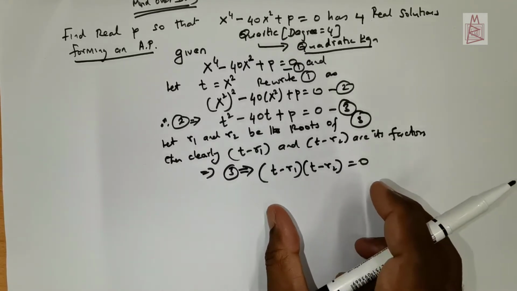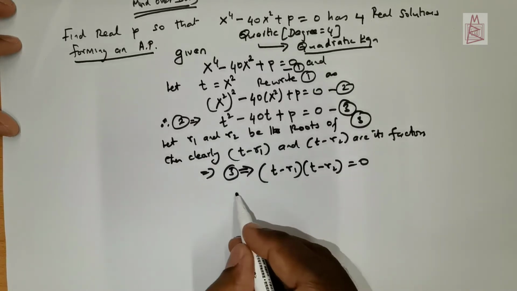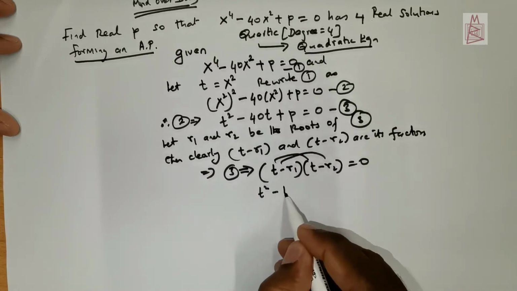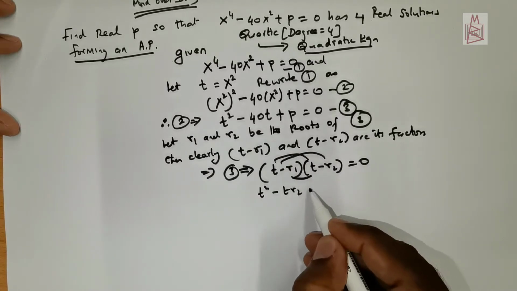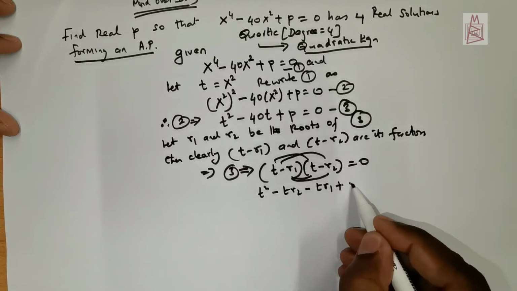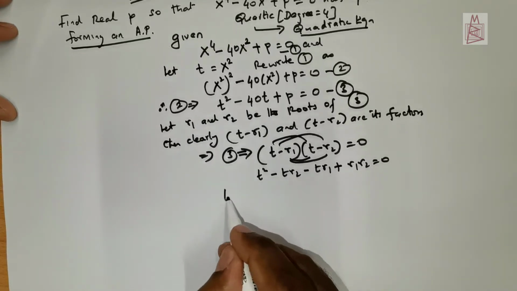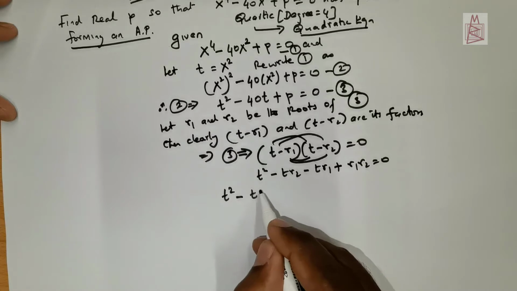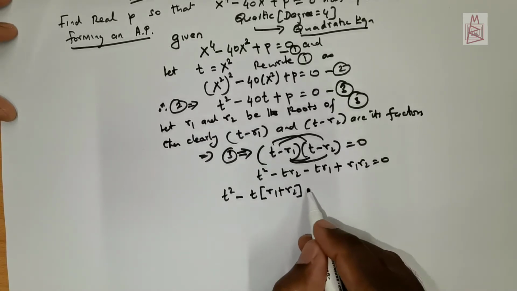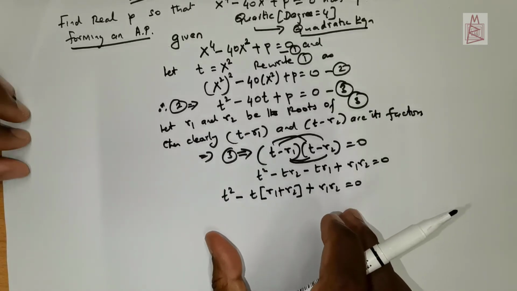This is always possible. Now, if I were to expand this, I multiply t into t, that's t squared, then t into R2 gives negative t times R2, then negative t times R1, then positive R1 times R2 is equal to 0. Now this can be further rewritten as t squared minus, I'm taking t out, R1 plus R2, plus R1 times R2 is equal to 0. So this is what I've got.